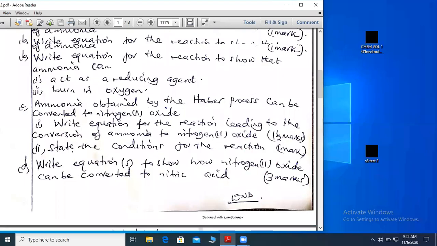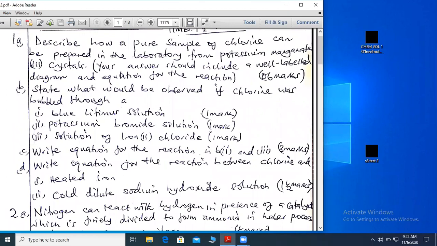Then the other question was, chlorine was bubbled through a solution of iron 2 chloride. What is observed? Iron 2 chloride solution, we said, what is the color of iron 2 chloride? Who can tell us? Beza, what is the color of iron 2 chloride? What did we say is the characteristic color of iron 2 compounds? Someone tell us, please.